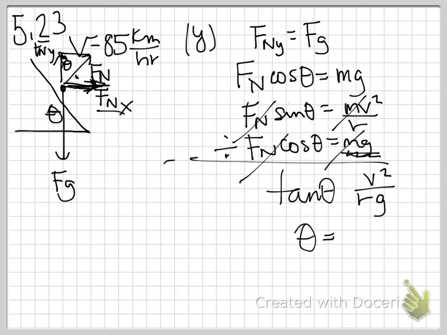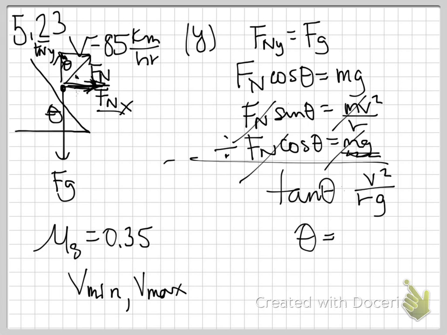Now you're probably all thinking, well, that's not what the problem's asking. The problem is asking if mu s is 0.35, what is the range of speeds the car can safely make the curve? So they want to know v min and v max. So I'm going to remember what theta is. Well, whatever, I don't care what theta is. We have what theta is. We'll just say you guys did the math on that. Let me clear the screen here and rewrite this.